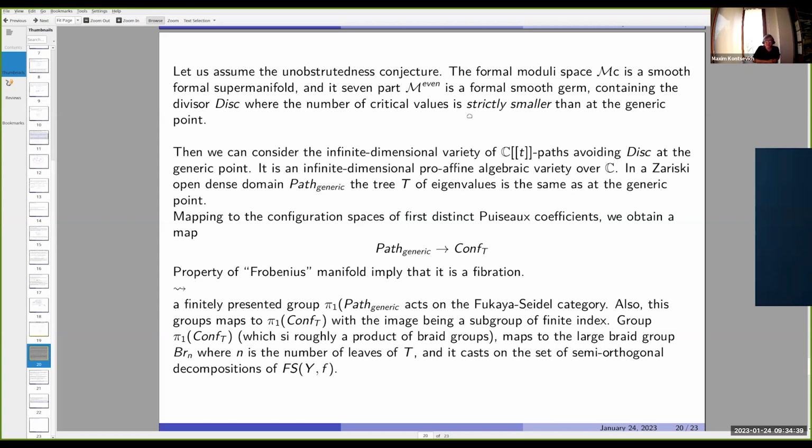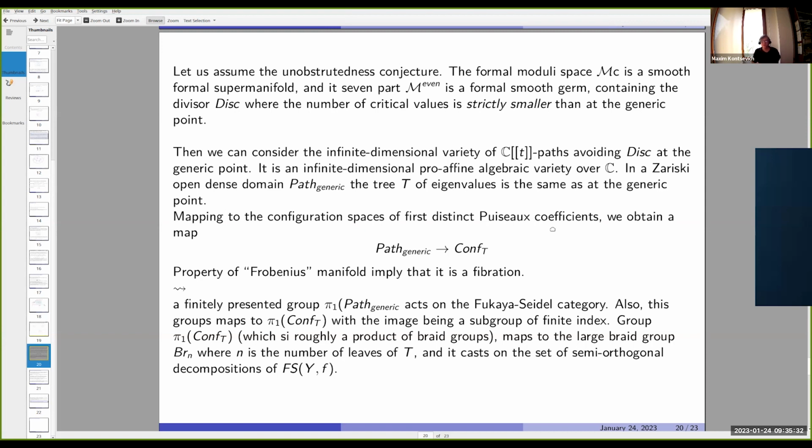Now consider the infinite dimensional variety of paths parameterized by the spectrum of the algebra of power series, avoiding the discriminant at the generic point. It's an infinite dimensional pro-algebraic variety over C, and it has a Zariski open dense domain, the generic part of paths, such that the tree of eigenvalues is the same as at a typical point. That's basic algebraic geometry, getting some Zariski open set. And it maps to the configuration space of first distinct Puiseux coefficients, which is associated to this ramification.